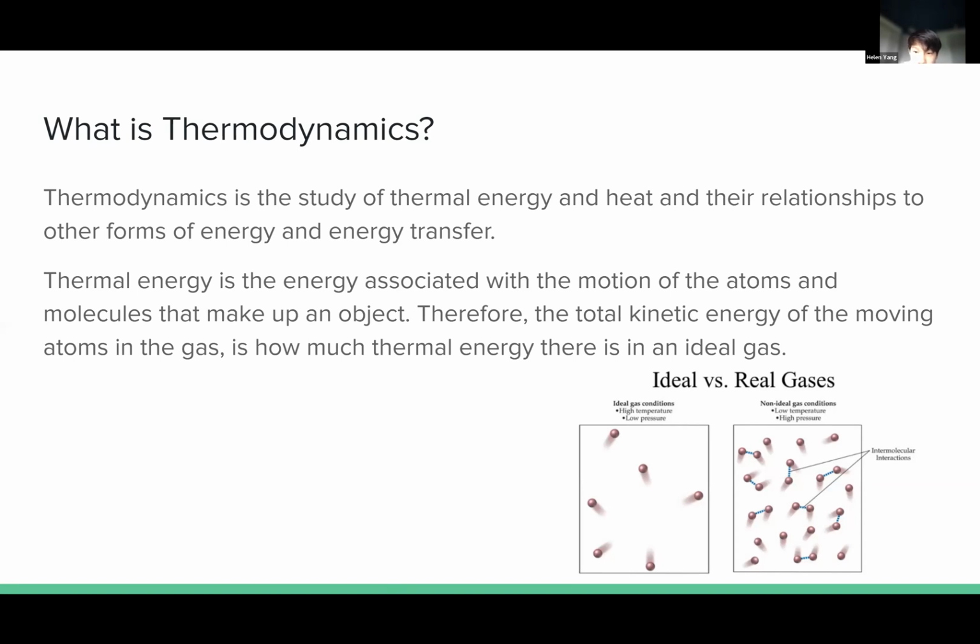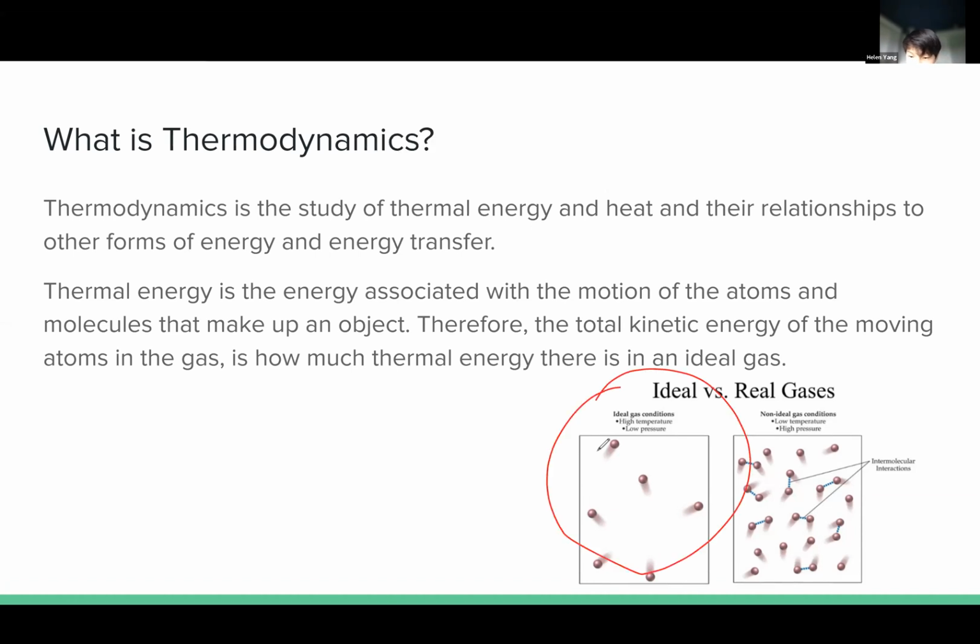Therefore, the total kinetic energy of the moving atoms in the gas is how much thermal energy there is in an ideal gas. And in the diagram below, this right here is an ideal gas, which has high temperature and low pressure, and non-ideal gases have low temperature and high pressure.